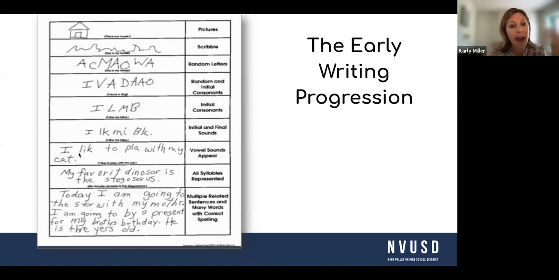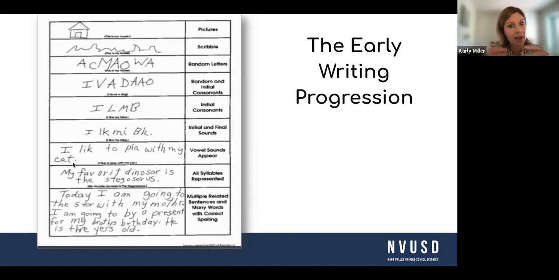So then you'll see the vowels start to appear. So you'll see as they understand vowels and we begin to teach the A, E, I, O, and U, the vowels, we begin with those short vowels. But then there's things like the long vowels that come in. So you'll see, I like to play with my cat.